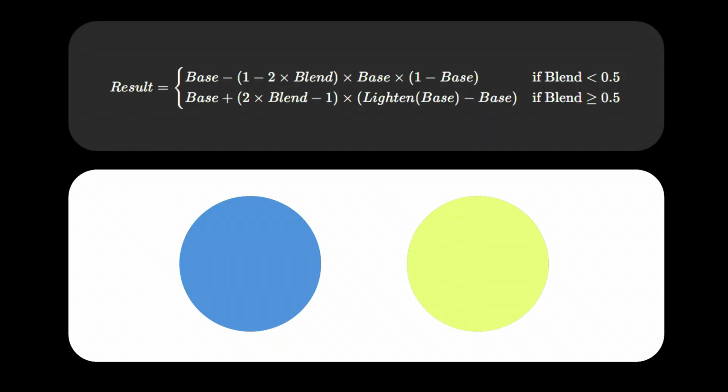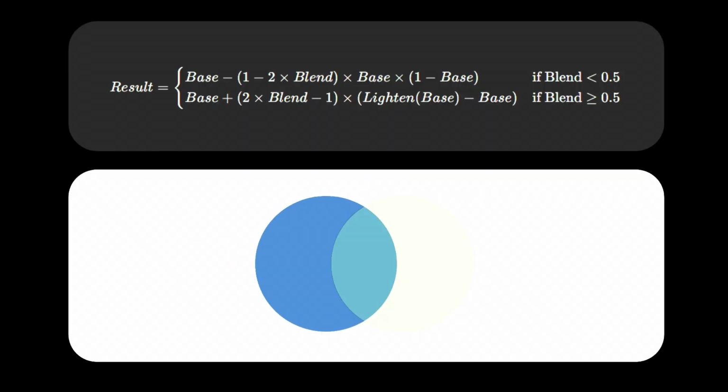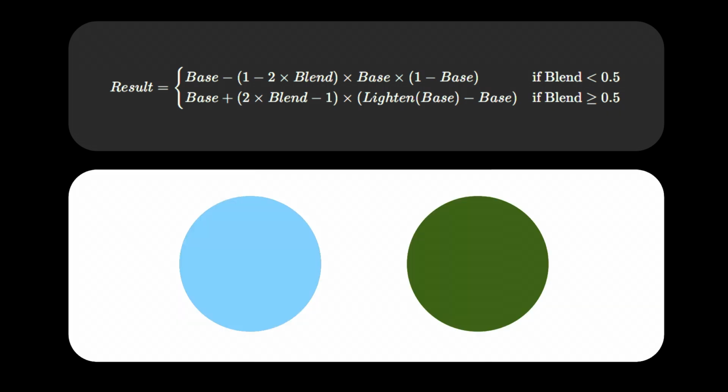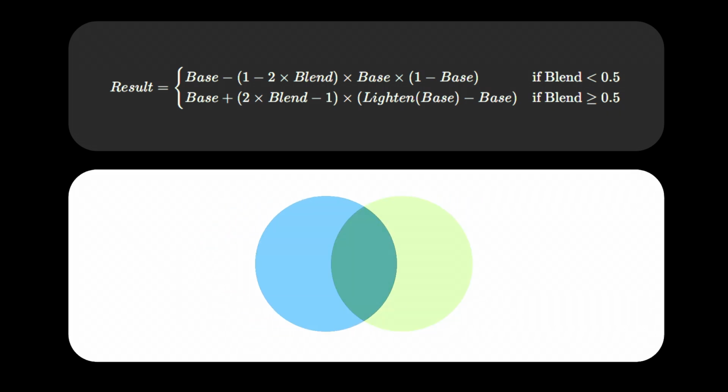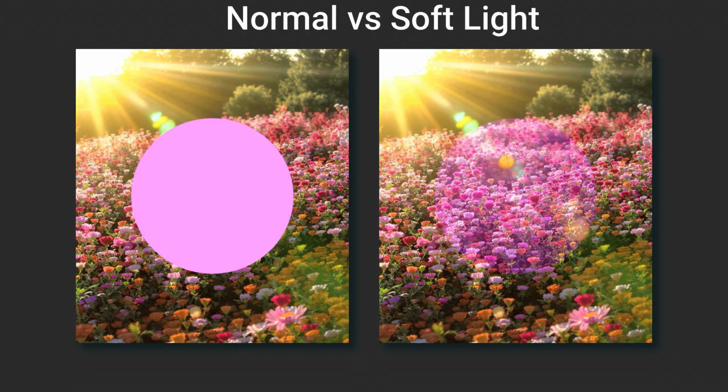Soft light is a gentler version of overlay. If the blend pixel is lighter than 50% gray, it lightens softly. If it's darker, it darkens softly. In the example, the violet circle blends in with a smooth, subtle shift rather than a strong punch. The best use cases are for subtle lighting effects, skin retouching, or adding depth without harshness.